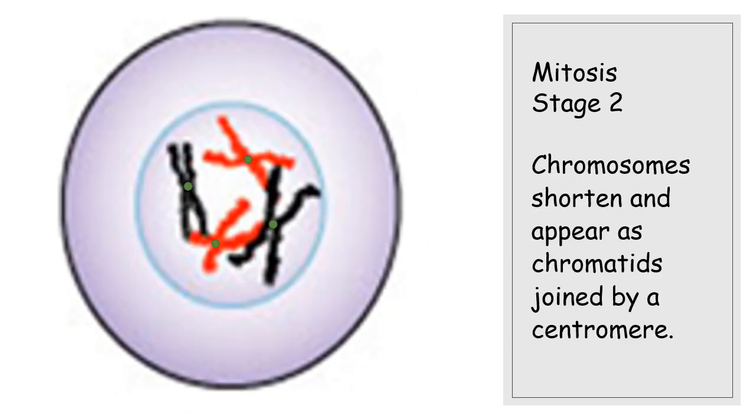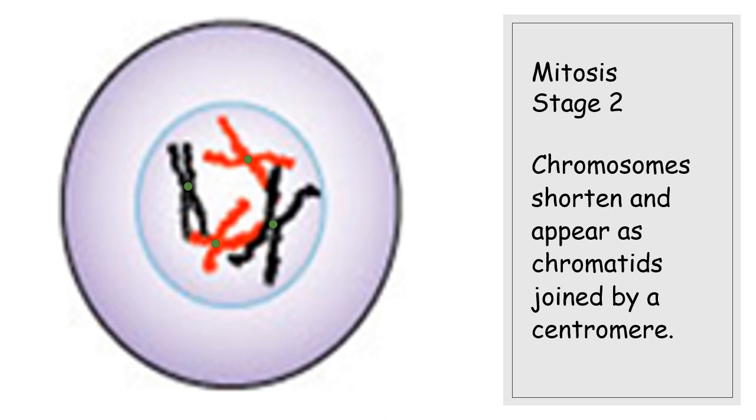In stage 2, the chromosomes become shortened. They appear as chromatids. They're joined by a centromere. Now, in this example, we've got 4 chromosomes. Obviously, we have a lot more in the human body. We've got 23 pairs. But in this instance, we've got just 4 to show the process simply.